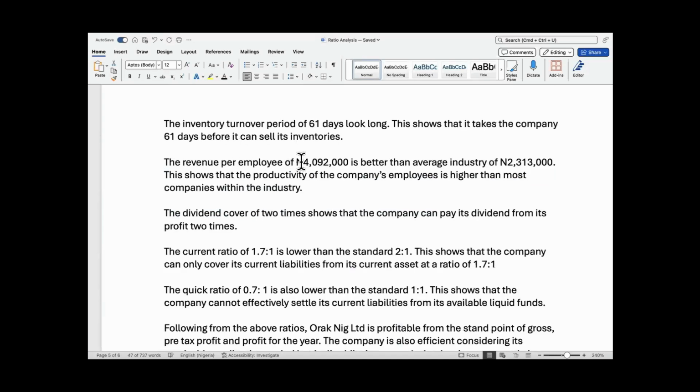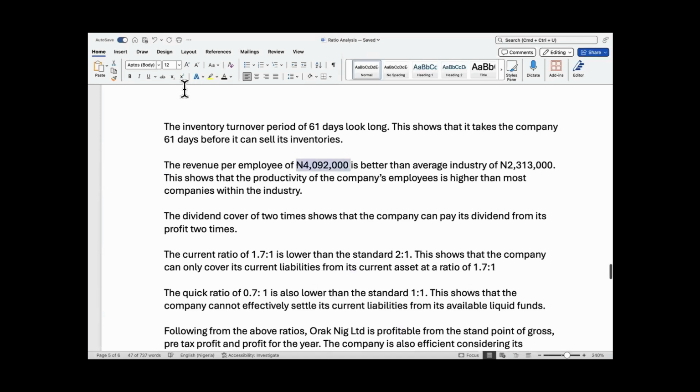Also is the revenue per employee. You see, he is doing 4 million revenue per employee. The industry is doing 2 million. It's better. It shows that the productivity of the company's employees is higher than most companies within the industry. They also gave us a dividend cover of 2 times, which shows that the company can pay its dividend from its profits 2 times. The current ratio also was given.